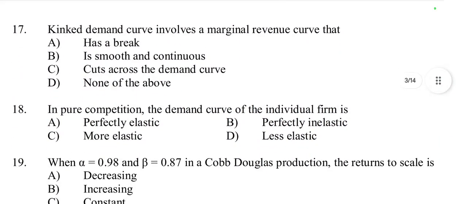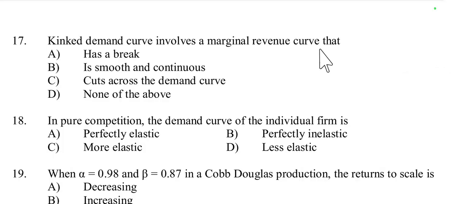Question 17: a kinked demand curve involves a marginal revenue curve that has a break, is smooth and continuous, cuts across the demand curve, or none. A kinked demand curve involves a marginal revenue curve that has a break, because the kinked demand curve used in oligopoly firms faces a more elastic demand above the current price, where rivals don't follow a price increase, and a less elastic demand below it, where rivals match a price cut. So this creates a kink in the demand curve and a discontinuity or break in the marginal revenue curve at the kink point. So A is the right answer.